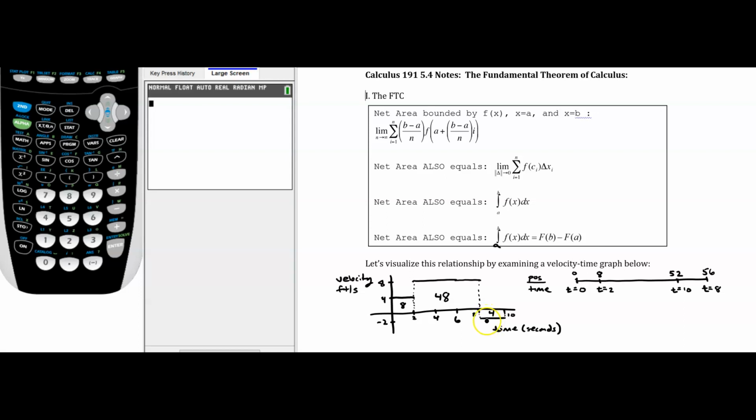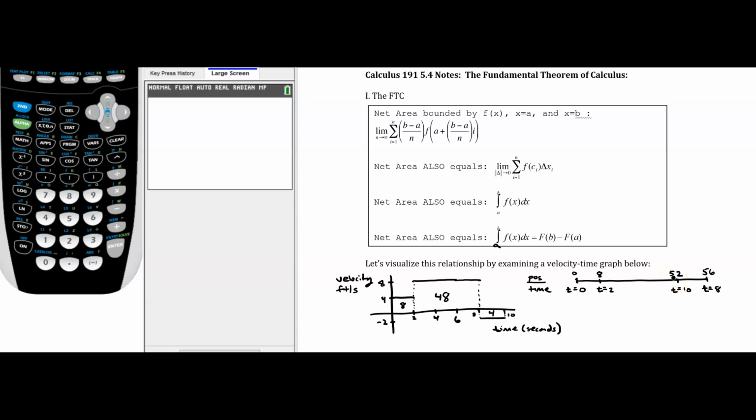But now, between time 8 and time 10, our object is traveling negative 2 feet per second. So that means that the object changed direction, and it's going back in the direction from where we started. And so if you've gone negative 2 feet per second for 2 seconds, then you've traveled 4 feet back in the original direction. That means at time 10, our overall position is 52 feet.